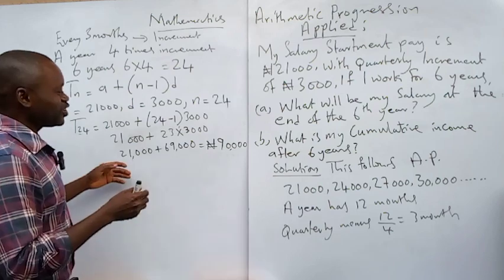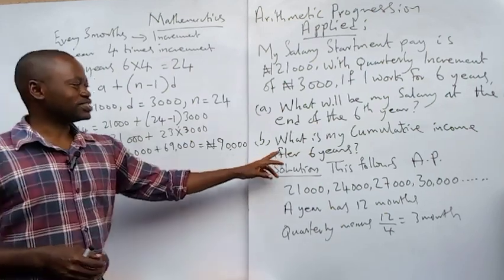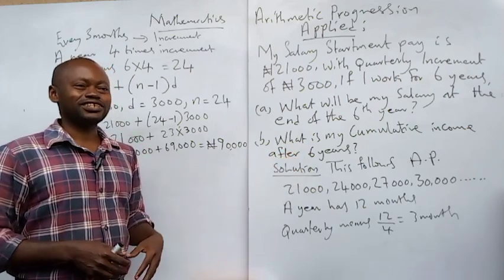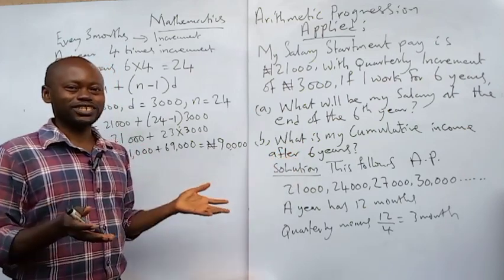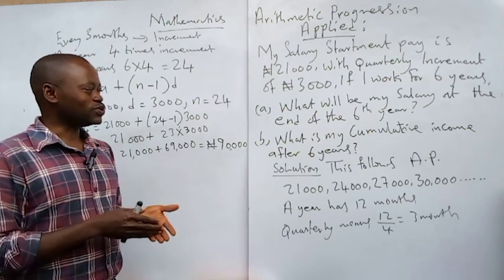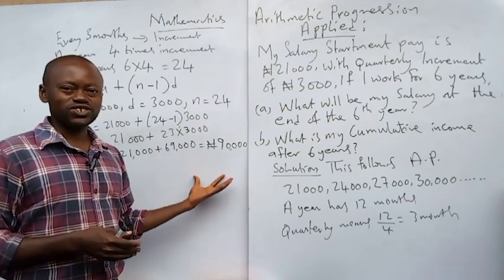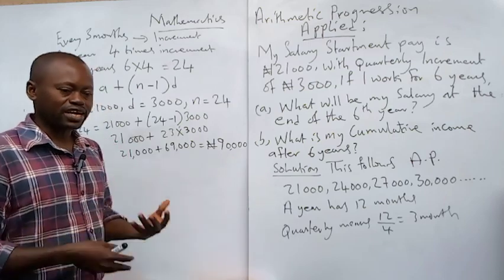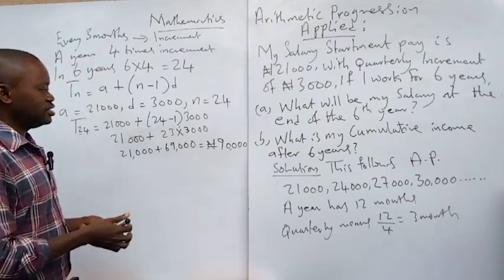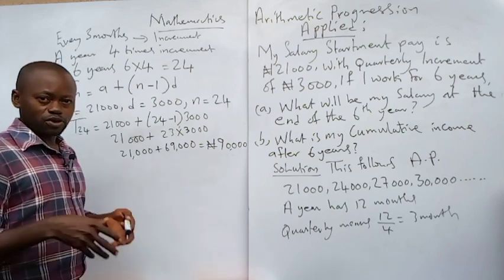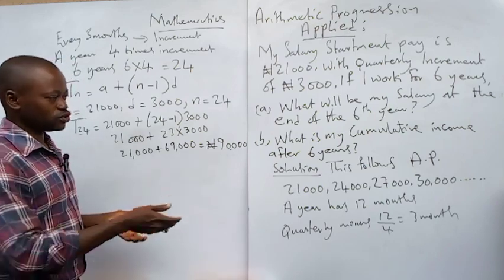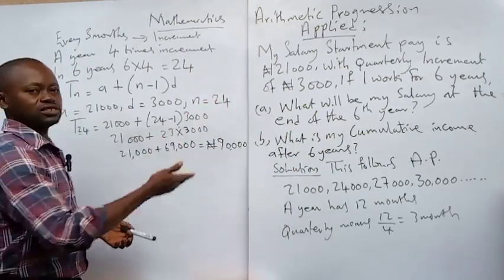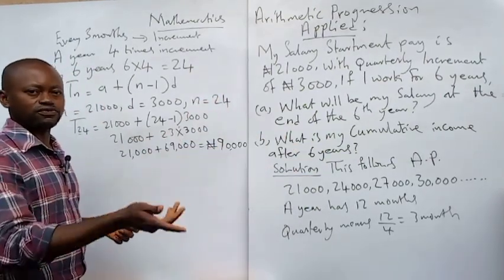Okay? All right. Now, this next question the person is asking me is, what is my cumulative income after 6 years? That is, if the person is not touching the money and wants to know how I can use this arithmetic progression understanding to explain what I have gathered after 6 years. That is the sum of an AP, the sum of an arithmetic progression. You want to sum all these pay increments up to the nth term being 24.